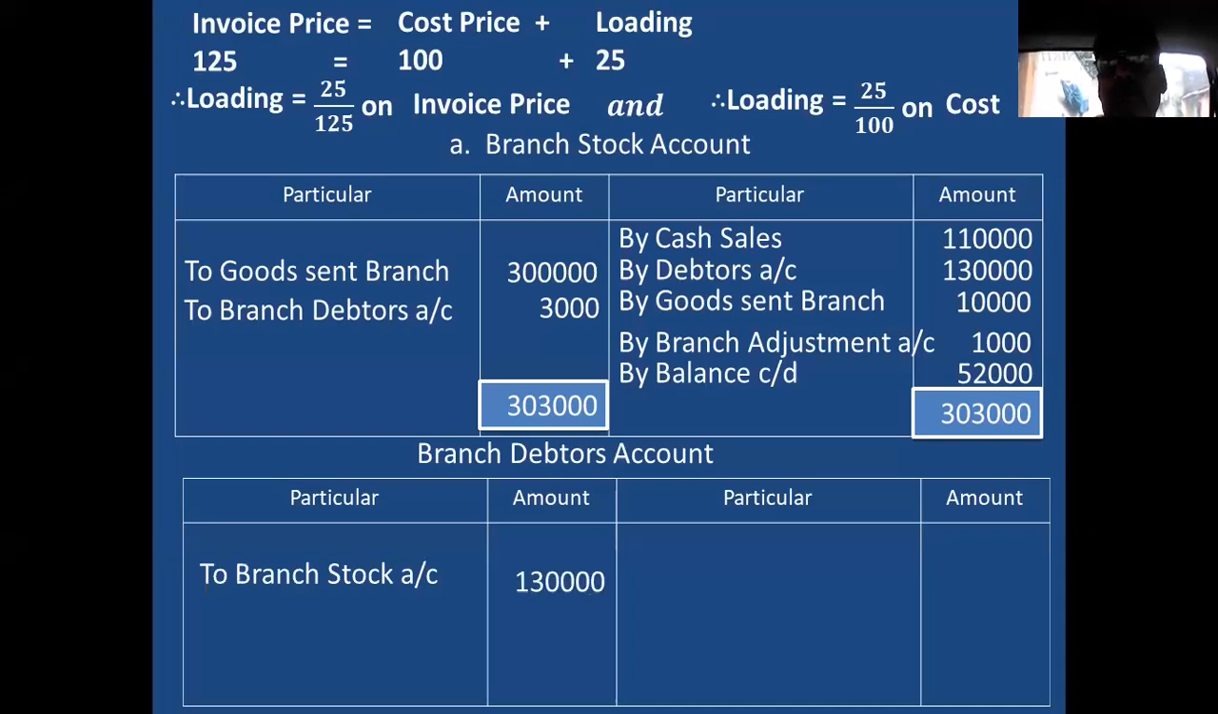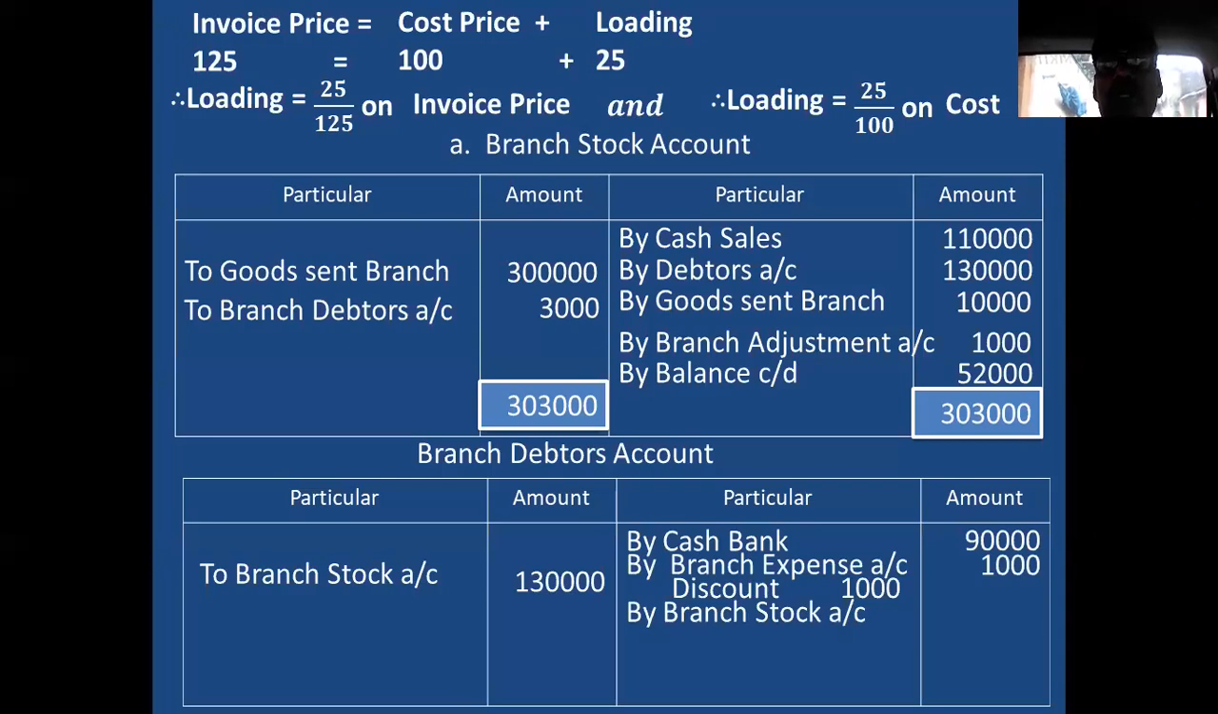Okay. Then come to the credit side. First is by cash or bank, 90,000 is there. Then branch expense account. Under the branch expense account heading, only one is there, that is discount 1,000. You write discount 1,000. Then next is branch stock account. Branch stock account means it is sales return. Remember this. It is already recorded in branch stock account.